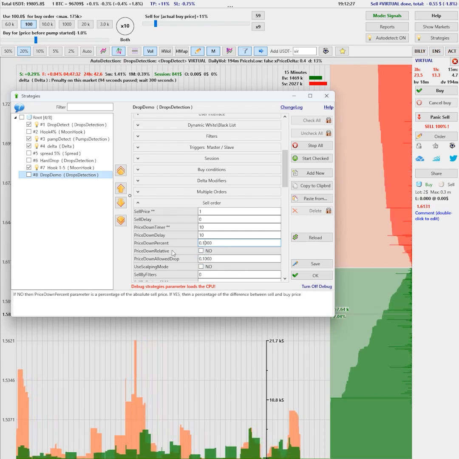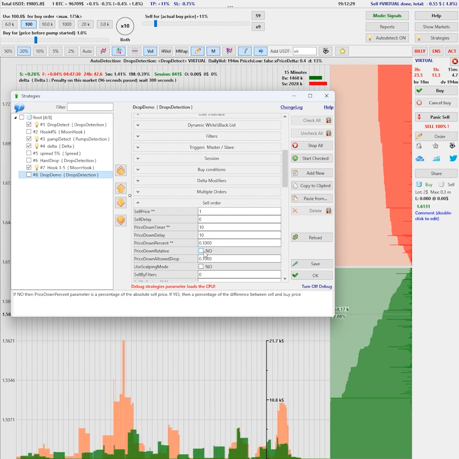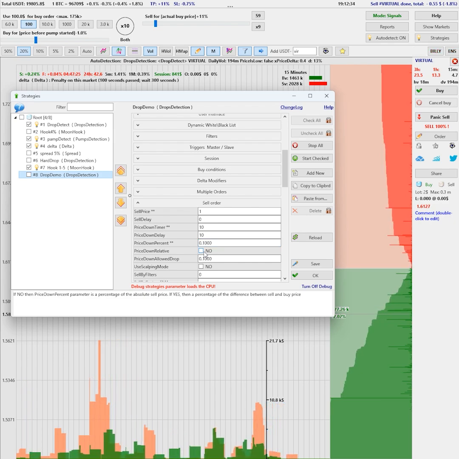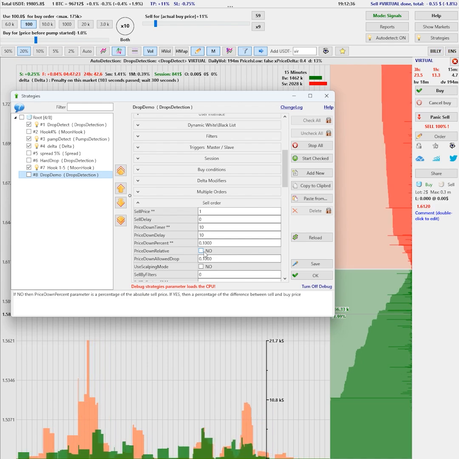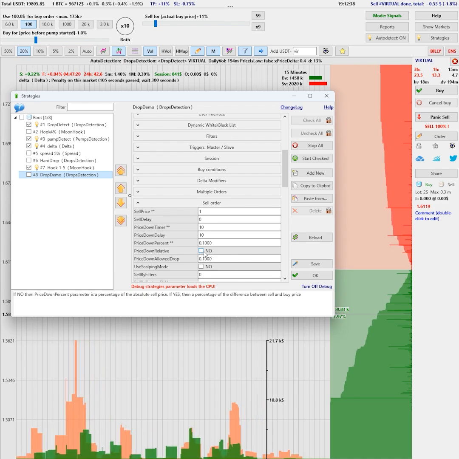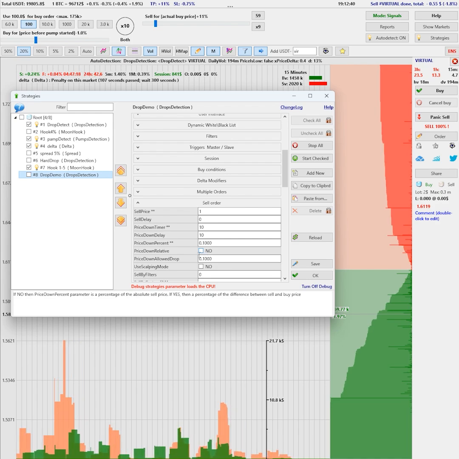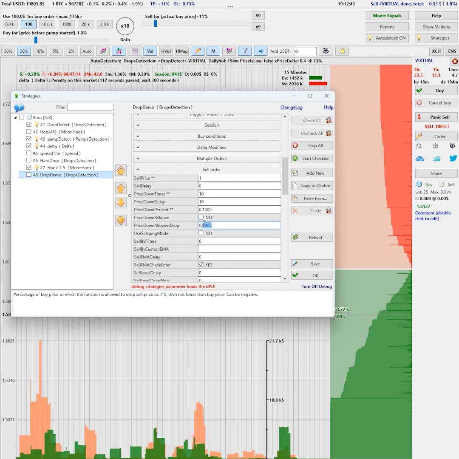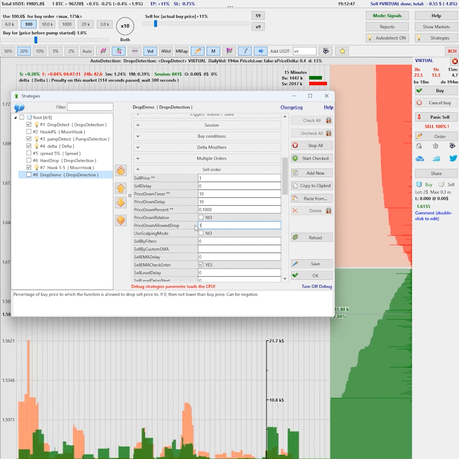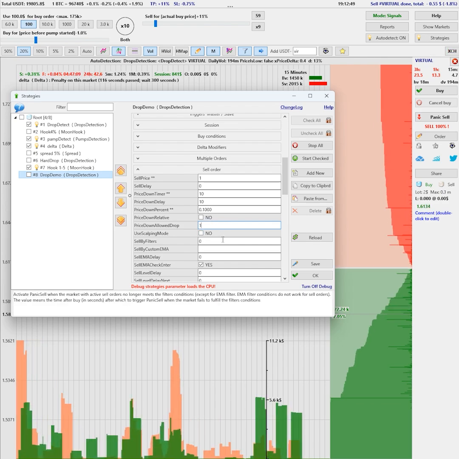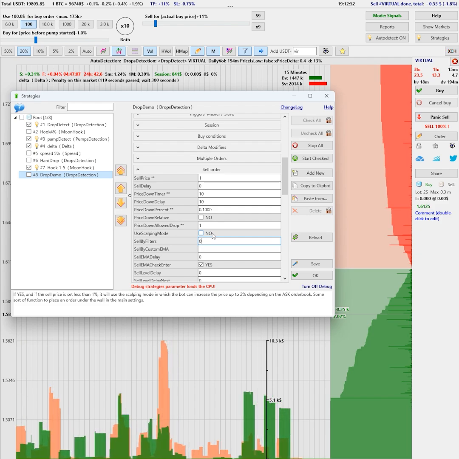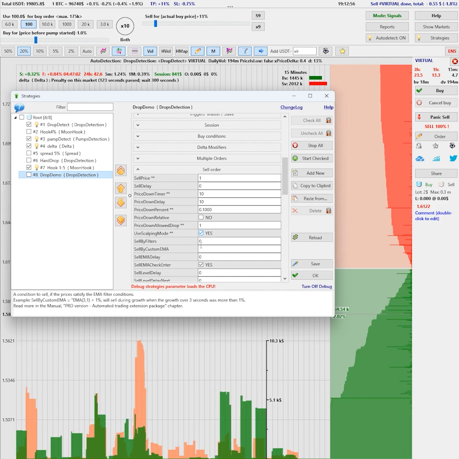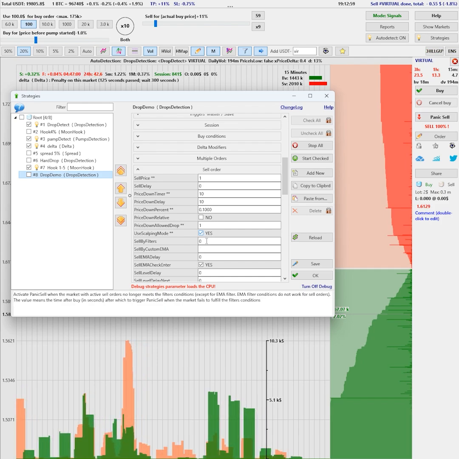Price down relative will be, if yes, it will be relative to the percent difference between buy and sell, or if not, it's just going to be relative to the price itself. So let's just do relative to the price itself. Price down allow drop. Let's do a little bit bigger. Let's do 1%. Scalping mode, something new. I haven't seen that before. Let's do a yes, whatever. This one doesn't seem too important.